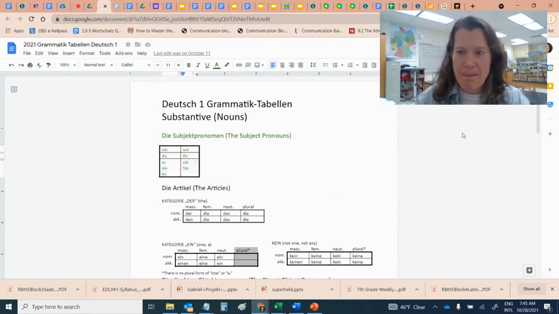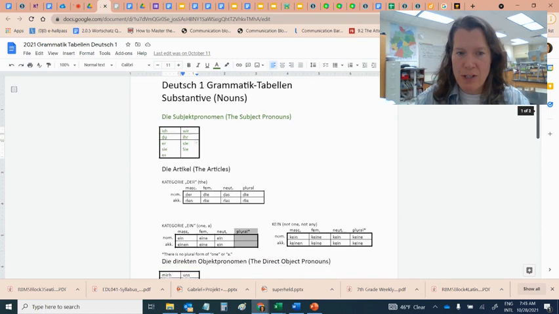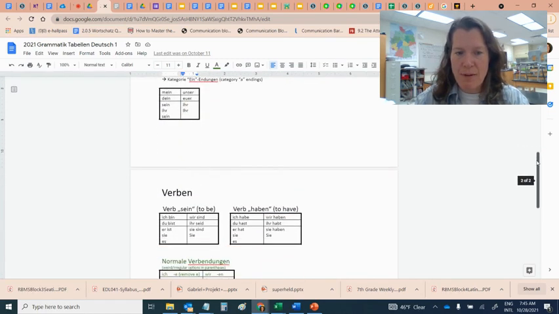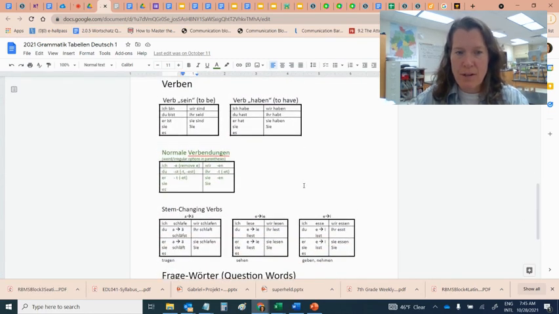Now, this is the first side of our grammar table, our cheat sheet. Go to the second side, then we have verbs. And we're looking at this green one right here. Okay. So for ich, you have to add an E to the verb. For du, you add an ST.